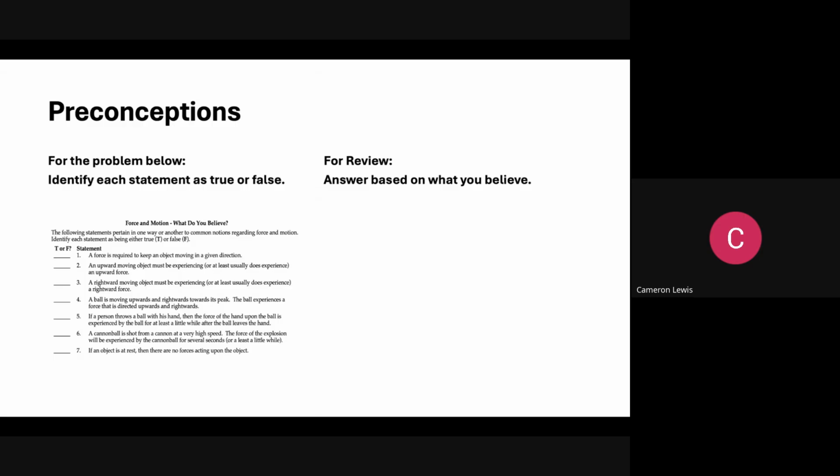If you agree, you're saying true. If you're disagreeing because it's saying no forces, then it's false. You're saying true? Do you know what you're saying?